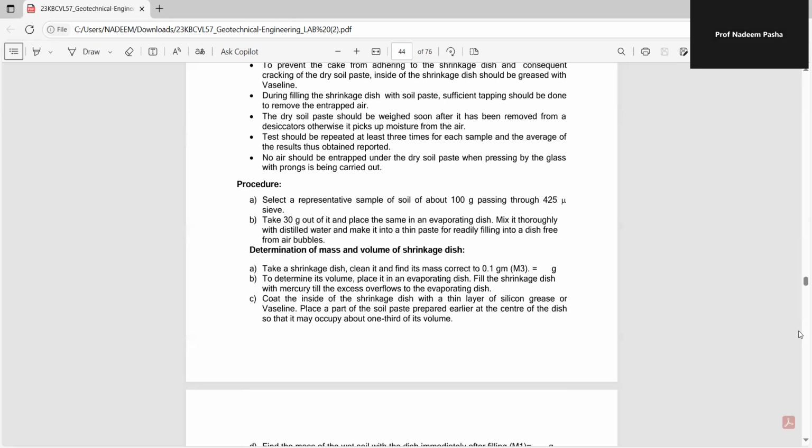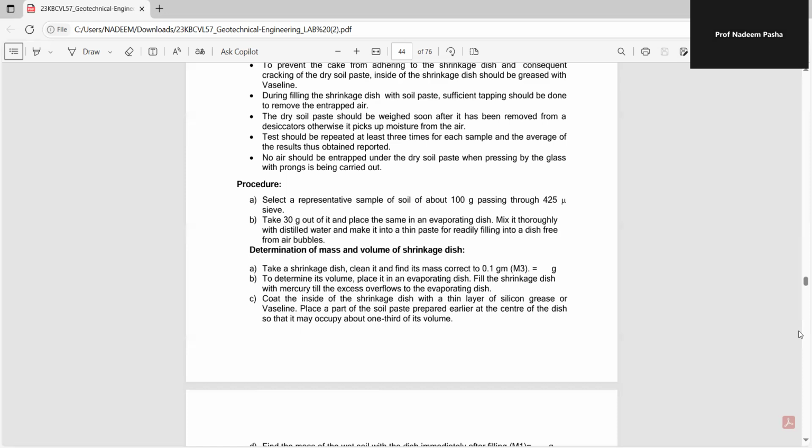The dry soil paste should be weighed soon after it has been removed from the desiccator, otherwise it picks up moisture from the air. The test should be repeated at least 3 times for each sample, and the average of the results should be obtained. No air should be entrapped under the soil mass when pressing it down with the glass plate with prongs.